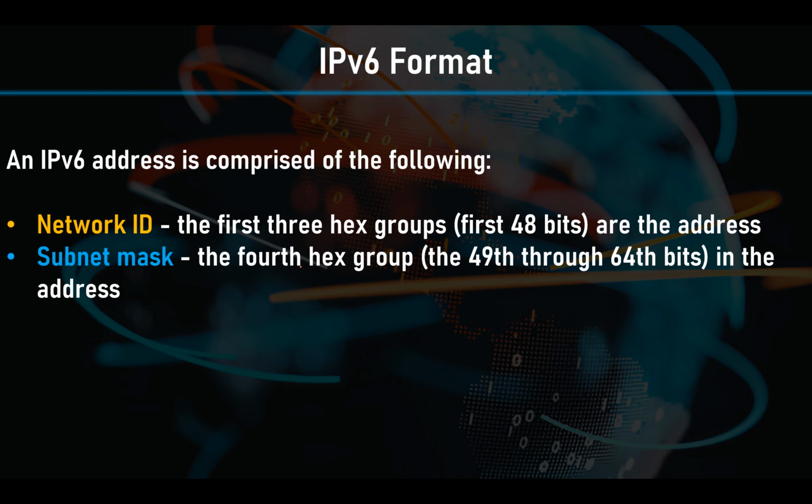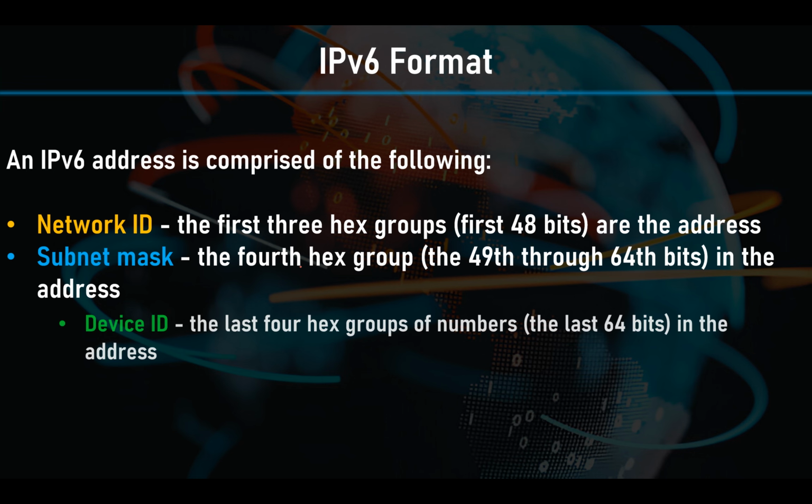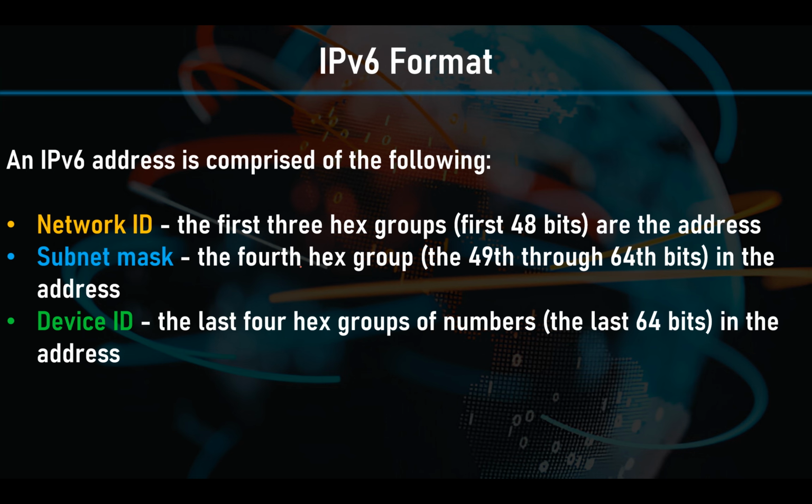If we think of an IP version 4 address, there you're going to have a 32-bit IP version 4 address, then you're going to have a 32-bit subnet mask. So the IP version 4 address and subnet mask are 2 distinct, separate things. Whereas in IP version 6, the subnet mask is actually built into the IP address. Then finally, the device ID, or host ID, is the last 4 hex groups of numbers, so the last 64 bits.